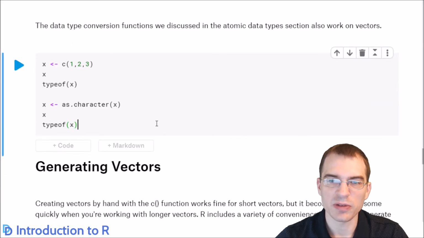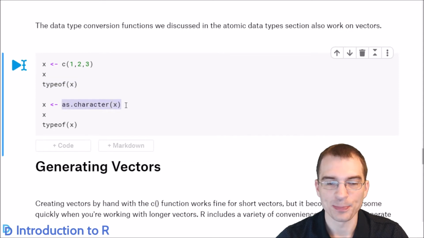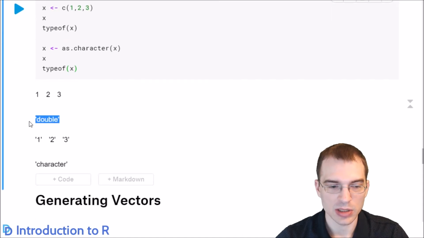And the type conversion functions that we discussed earlier for atomic data types also work on vectors. So if you have a vector of numeric or doubles here, we'll check the type, and then you use as.character to turn it into a character. That will work on and change every value in the whole vector to character. Let's check that. Starts off as doubles, and we've converted them all to characters.